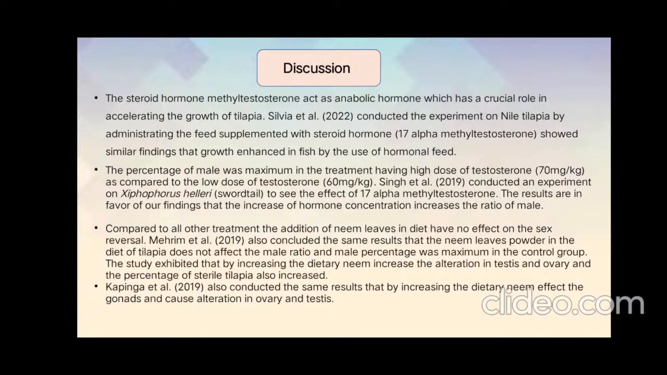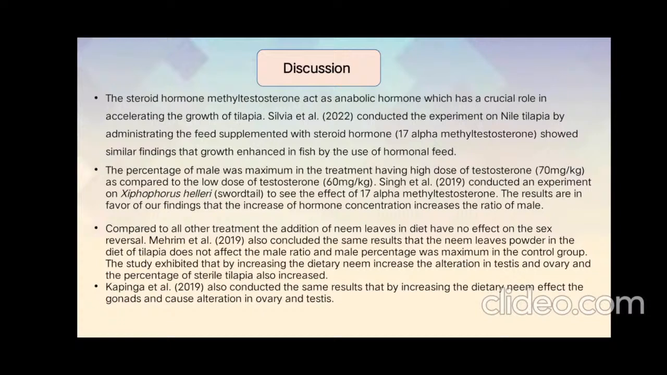Singh et al. also conducted the same experiment in swordtail fish in which 17 alpha methyl testosterone was used. The results are in favor of our findings that an increase of hormone concentration increased the ratio of males. Compared to all other treatments, addition of neem leaves in the diet had no effect on sex reversal, and Mehrim et al. 2019 also concluded the same results.